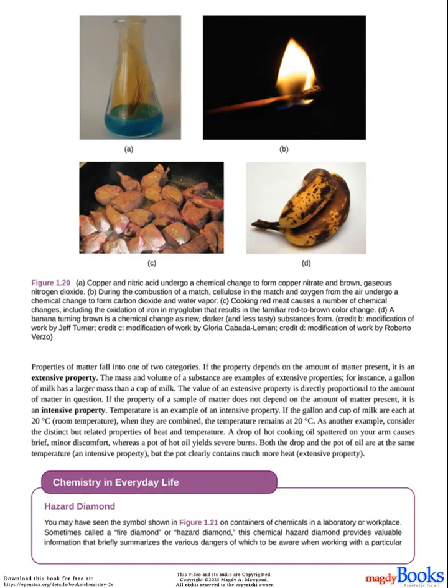Figure 1.20. A. Copper and nitric acid undergo a chemical change to form copper nitrate and brown, gaseous nitrogen dioxide. B. During the combustion of a match, cellulose in the match and oxygen from the air undergo a chemical change to form carbon dioxide and water vapor. C. Cooking red meat causes a number of chemical changes, including the oxidation of iron in myoglobin that results in the familiar red to brown color change. D. A banana turning brown is a chemical change as new, darker, and less tasty substances form.